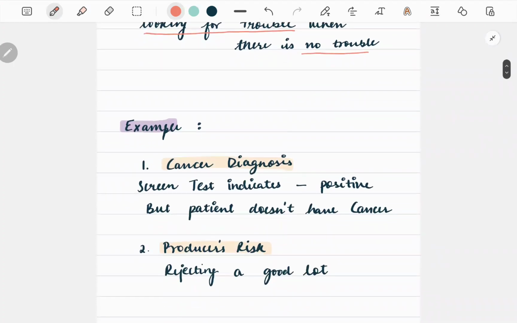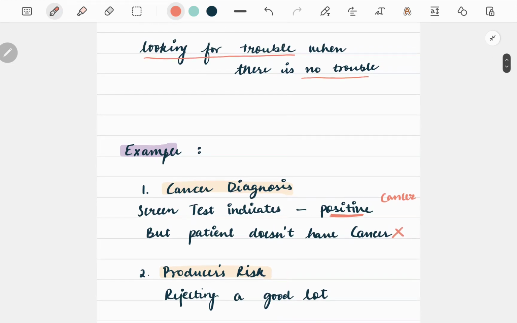Let us take an example of cancer diagnosis. In cancer diagnosis, the screening test indicates a positive, that is, the test indicates that the person has cancer. However, in reality, the patient does not have cancer. So what is it like? It's like looking for trouble when there is no trouble, right?